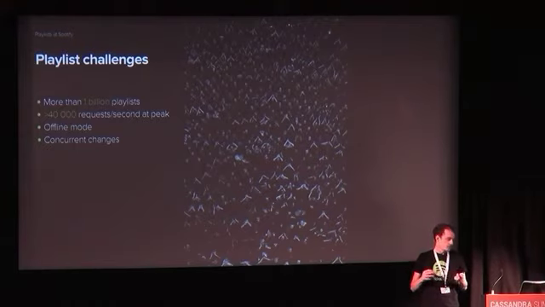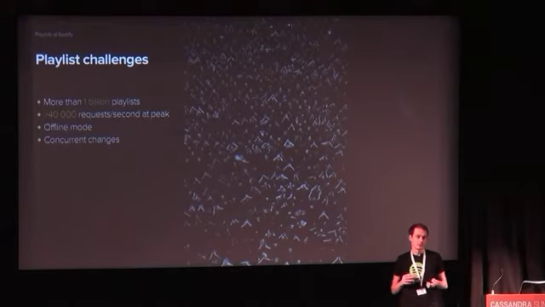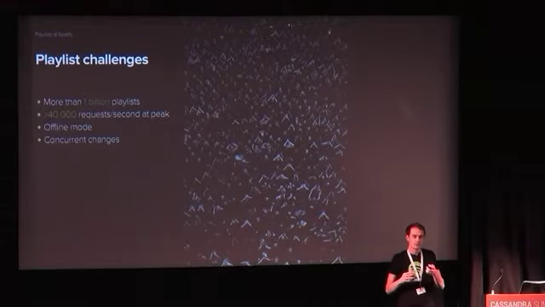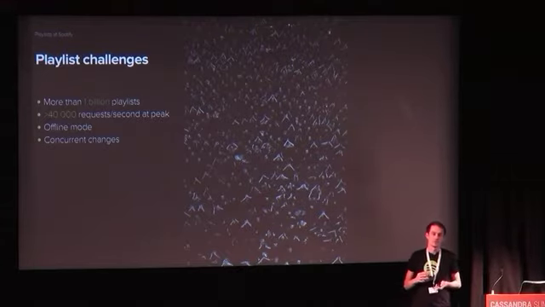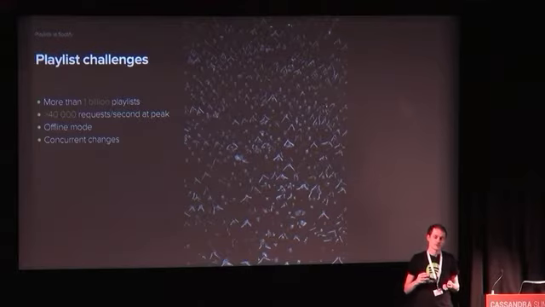Concurrent changes is almost the same thing. In Spotify, you can have collaborative playlists, which means that multiple people can change the same playlist, just like in Google Docs. And that should just work. People should just be able to add tracks, remove tracks, and move them around. We shouldn't overwrite each other's changes. So how do we accomplish this? Well, you could probably do it in several ways, but we thought version control is a nice way to do it. That's pretty much what we did.